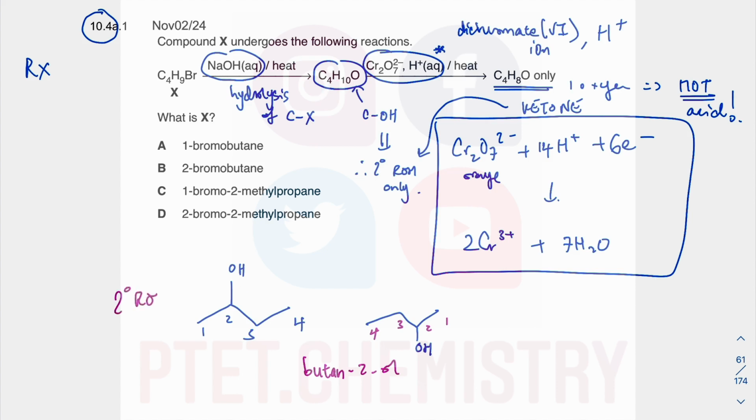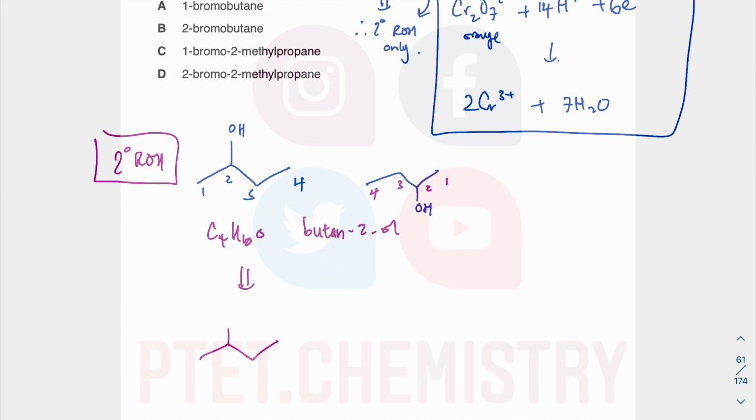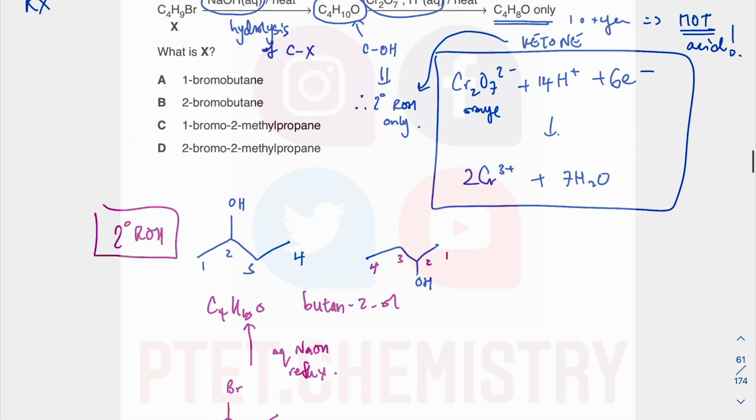This is a secondary alcohol because the carbon with the OH is bonded to 2 other carbons. So that is your C4H10O. When you go backward, what is the hydrolysis? The hydrolysis converts the C-Br into C-OH with the use of aqueous NaOH. I've done it backward, but going forward, it's aqueous NaOH and reflux. That is your hydrolysis reaction.